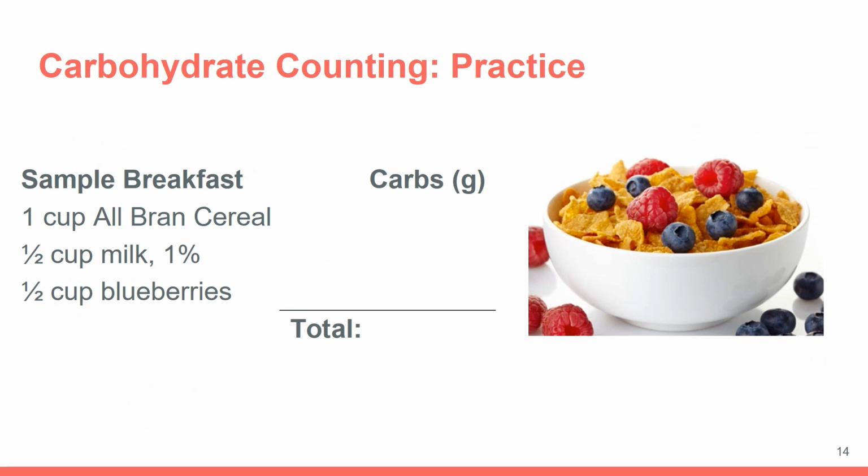Take a moment to calculate the total amount of carbohydrates in this breakfast. It is composed of 1 cup of all bran cereal, half cup of 1% milk, and half cup of mixed berries. So as you can see, 1 cup of all bran cereal contains 30 grams of carbohydrate, half cup of milk contains 7.5 grams of carbohydrate, half cup of blueberries contains 15 grams of carbohydrate. So the total carbohydrate content of this meal is 52.5.